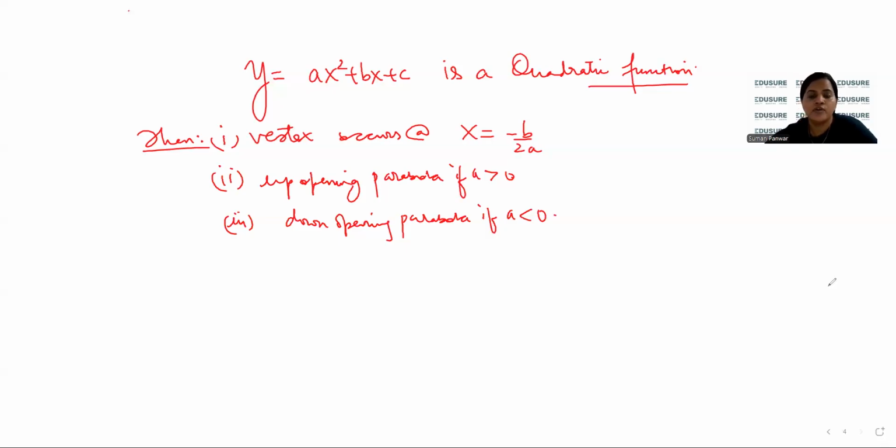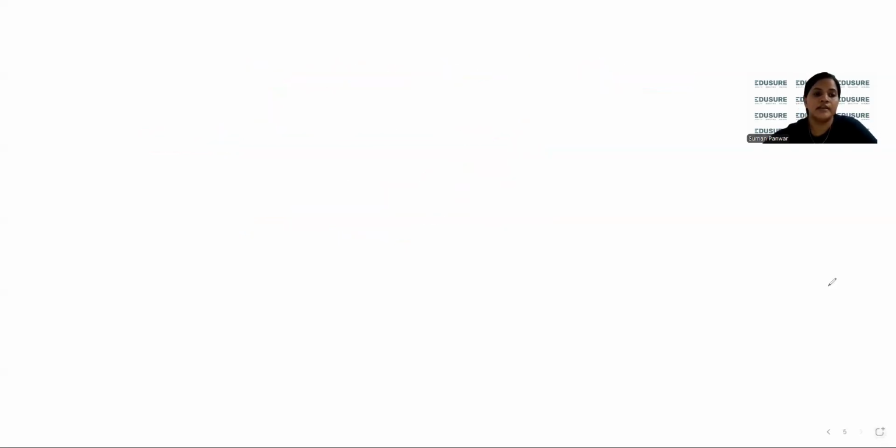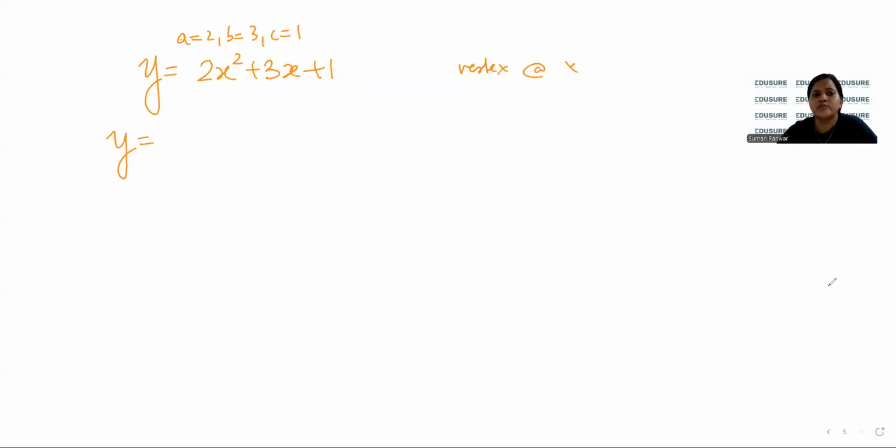Now, let us have an example. Let's see. Suppose we have something like this. So let's try to convert this into vertex form. You can directly come to know about the vertex because here a is 2, b is equal to 3, c equals 1. So vertex occurs at x equals minus 3 by 2a. So 2 times 2, which is minus 3 by 4.